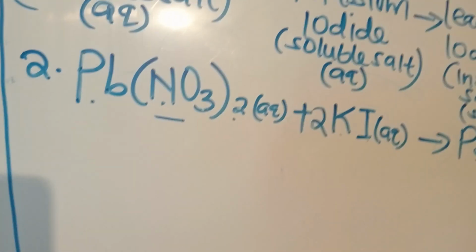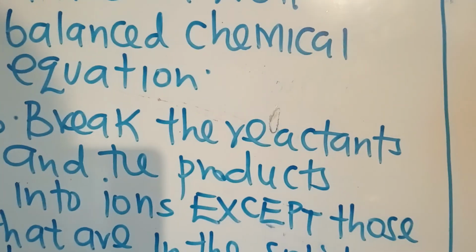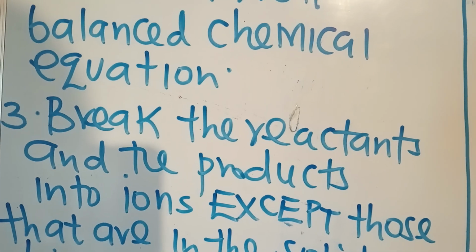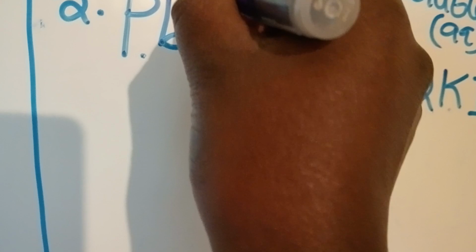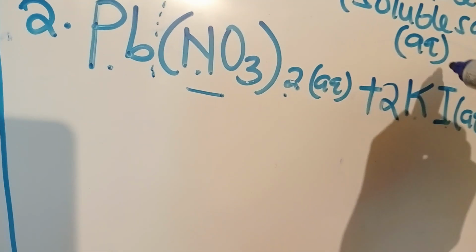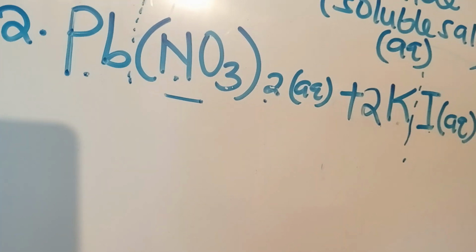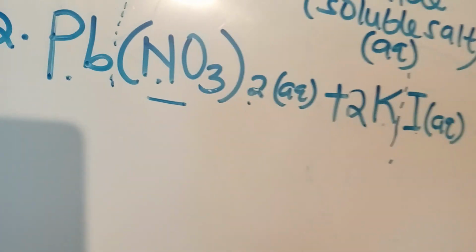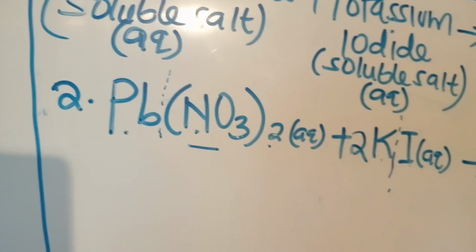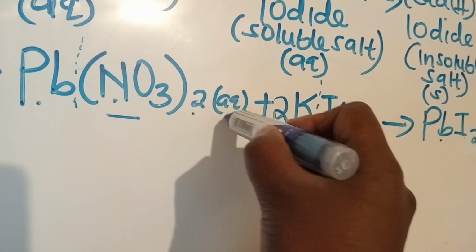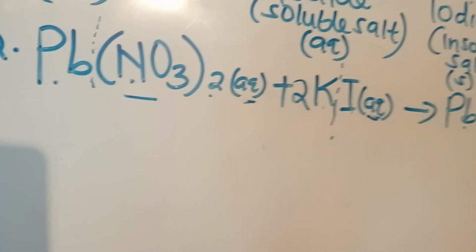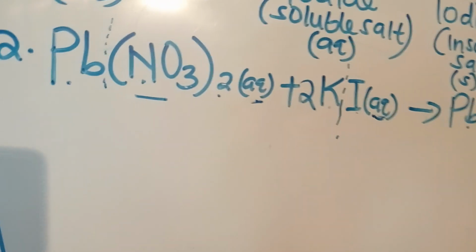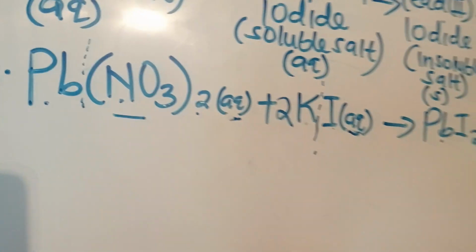So from there, what are we supposed to do? Number 3, break the reactants and the products into ions. So this is how you do it. You make sure that you break each one of them into 2. And which ones are you supposed to break? They are those that are in the aqueous state. Anything that is in the aqueous state is the one that you are supposed to break.